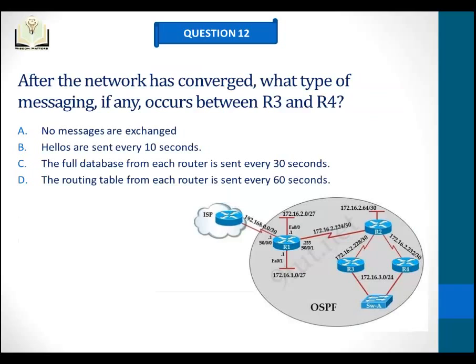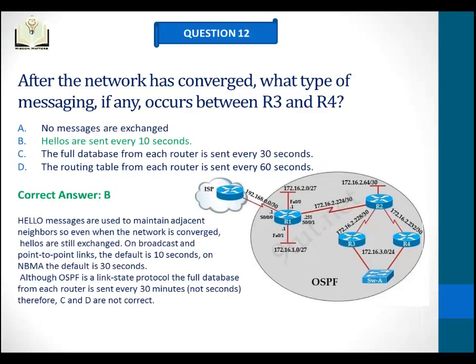Question 12. After the network has converged, what type of messaging, if any, occurs between R3 and R4? A. No messages are exchanged. B. Hellos are sent every 10 seconds. C. The full database from each router is sent every 30 seconds. D. The routing table from each router is sent every 60 seconds. If you see, this is an OSPF network segment, and in this one the correct answer is B. Hellos are sent every 10 seconds.